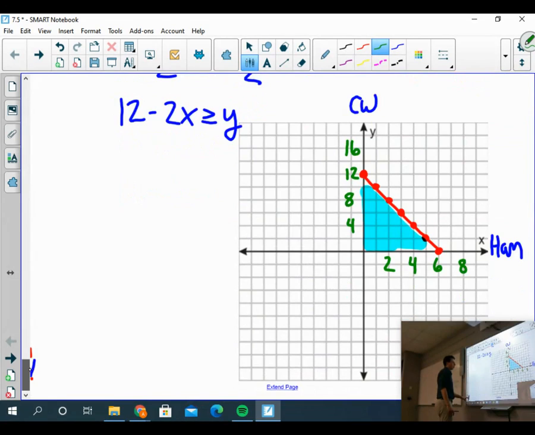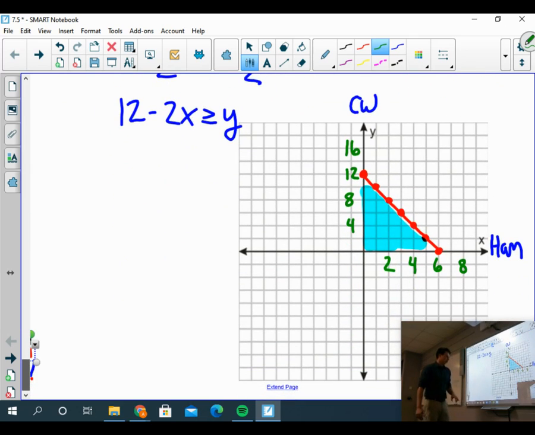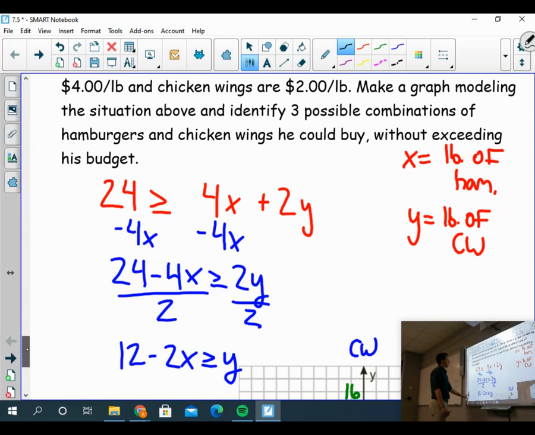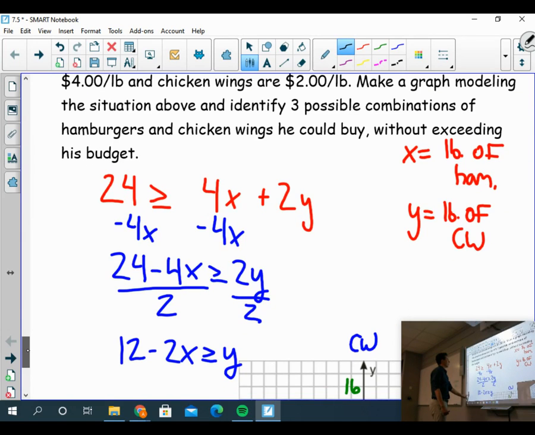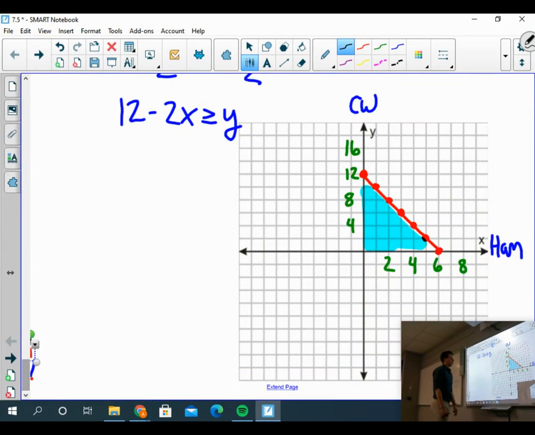Okay? If I wanted to check my work, I could pick points either in that shaded region or physically on the boundary line, plug them into my original inequality, and make sure that I have done it correctly. We won't do that right now, but that is something you could do to check your work. And our final step that we are instructed to do is to figure out 3 possible combinations of hamburgers and chicken wings without exceeding my budget. What are 3 possible combinations without exceeding my budget?